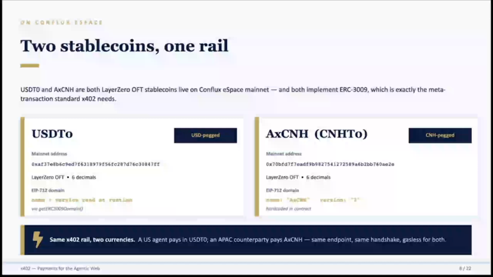So USDT0 is something that we recently launched on Conflux eSpace. Basically, it is a derivative of the USDT that has transfer with authorization and also receive with authorization inside the write function. So if you look at the contract itself, and also AxCNH, that also has that too. The EIP-712 domain is a little different in terms of version between the two. So that's something you can note when you package the signature. These are two stablecoins that you can use for implementing x402.